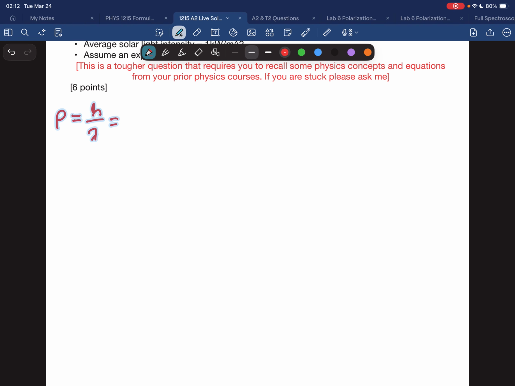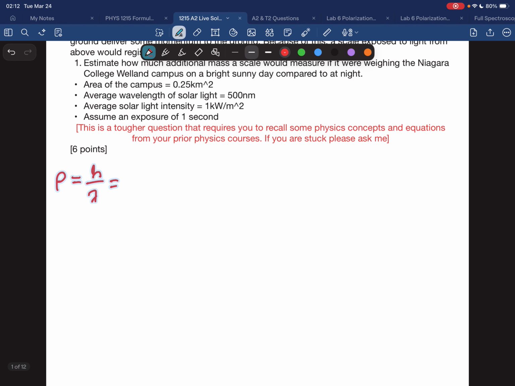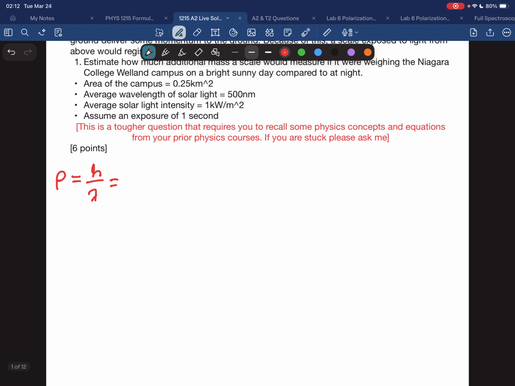And so this is just going to be h, Planck's constant, over lambda, which is our 500 nanometers. I'm going to switch to the thinner pen here, because I think the thicker one is going to be a little bit messy. So I have my value for the momentum for one photon, and I'm going to do the same to find the energy of one photon.